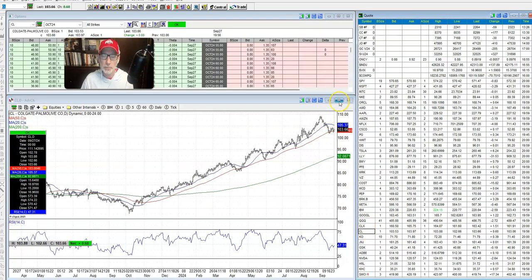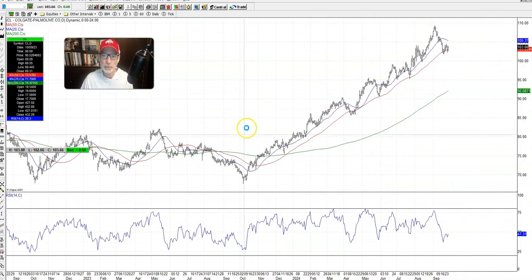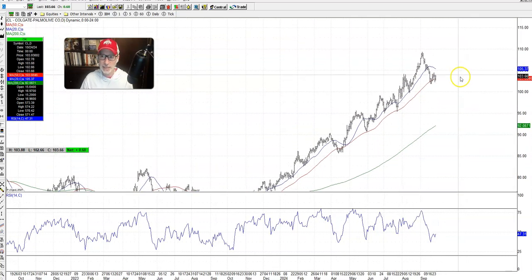Here's one that we've been highlighting, Colgate. Look at this chart of Colgate. Just look at this move, how it's hugged along both the 50-day and 20-day moving average. Every time it has a pullback, it's either off of the 20-day or 50-day. So where do we sit right here? Sitting on support right on the 50-day moving average.